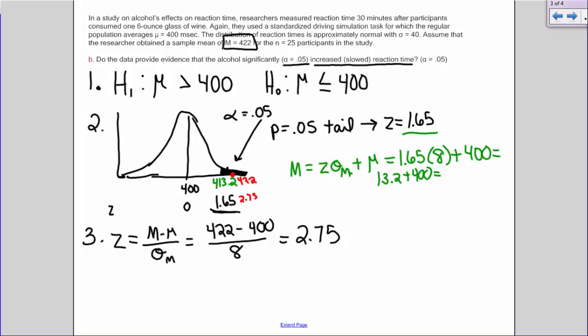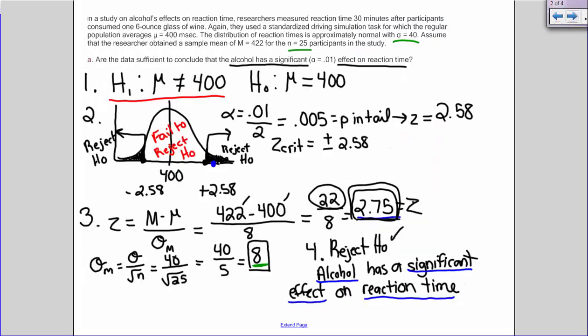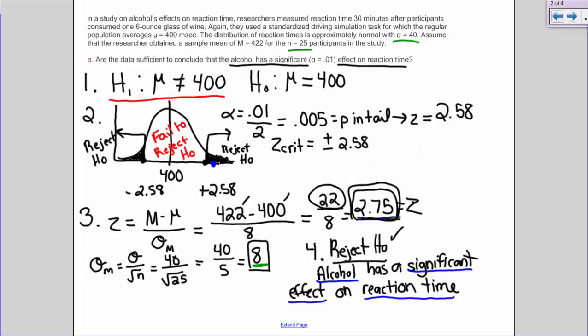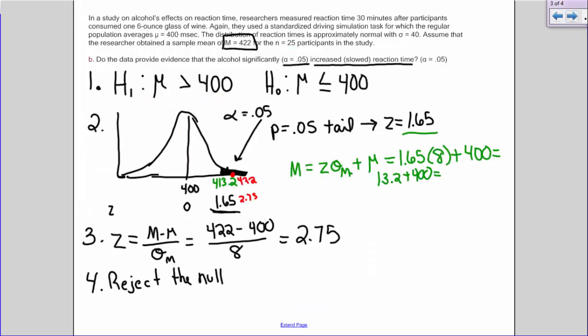All right, so for step 4, we get to reject the null hypothesis. Hooray! Reject the null. You could also say it this way, reject H0, the symbol. And then now our conclusion is going to be a little bit different. Whereas before, we just said alcohol has a significant effect on reaction time because we were doing a two-tailed test. Now we want to say alcohol significantly increased or slowed reaction time.